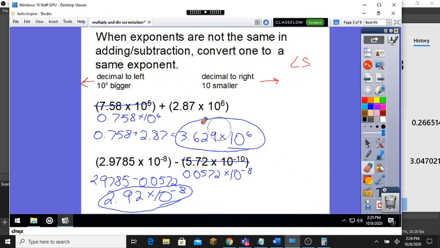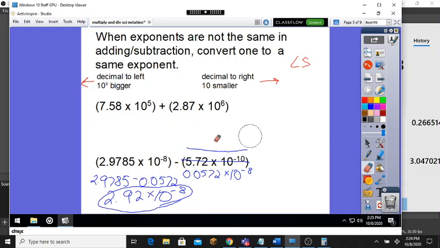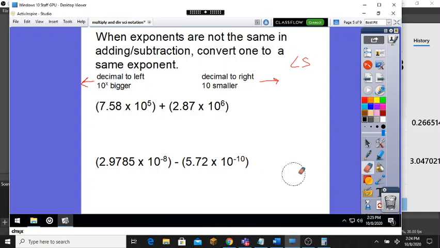With this slide, just remember here, this way is bigger, this way is smaller. We can just do some numbers: 2, 1, 0, -1, -2. Okay. Now, when the exponents are not the same, this is just for adding or subtracting, okay?